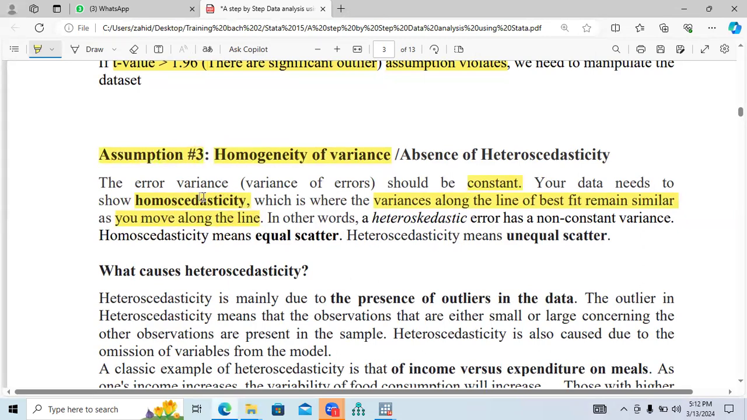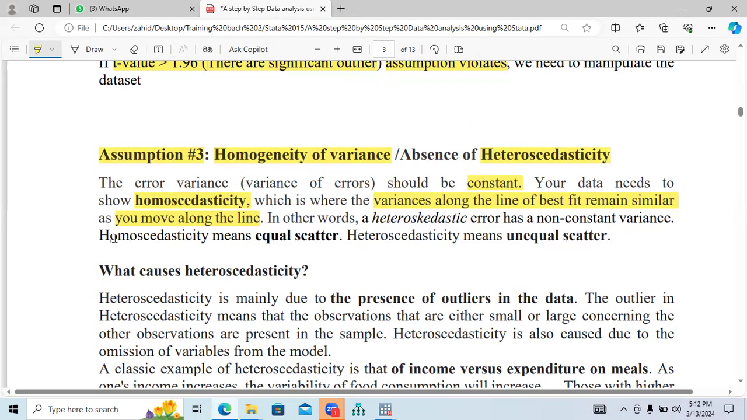But if your data does not show homoscedasticity, it means heteroscedasticity, which is the violation of assumption number three. If your variance along the line of best fit does not remain similar as you move along the line, it becomes heteroscedasticity, which is a violation of the assumption. So we assume that there should be absence of heteroscedasticity.